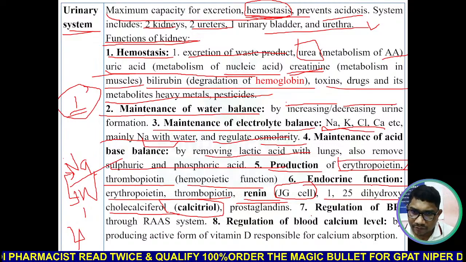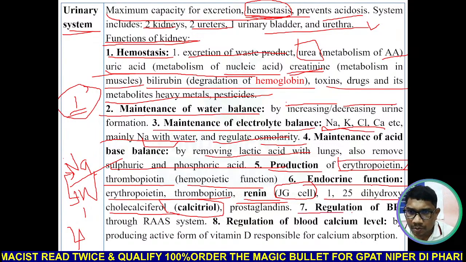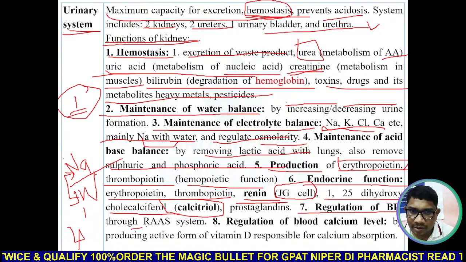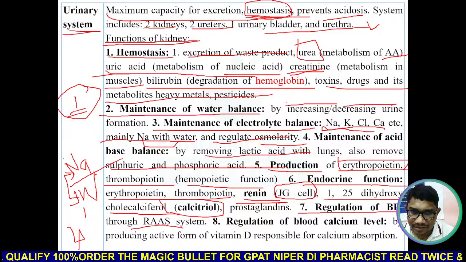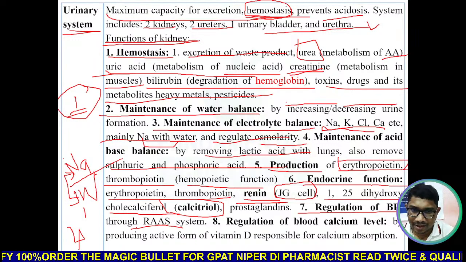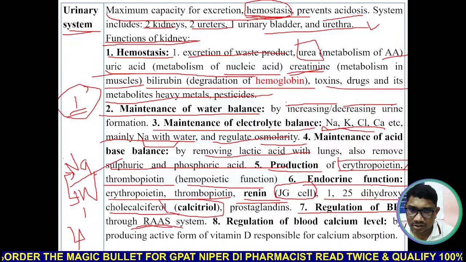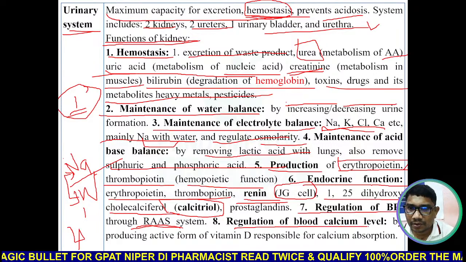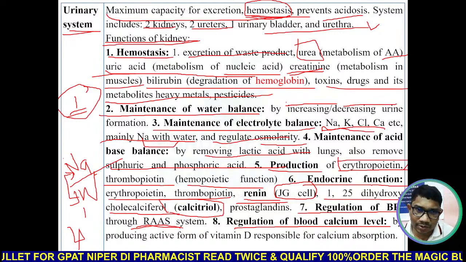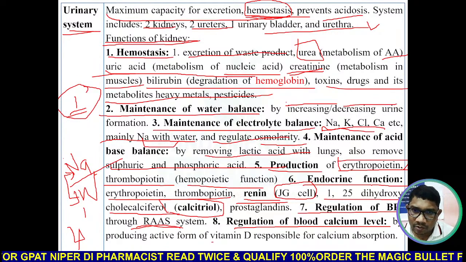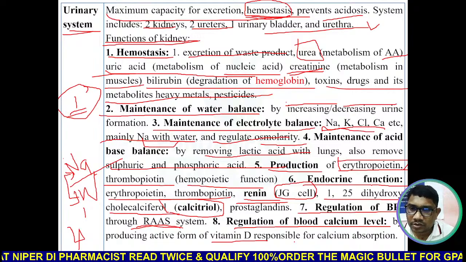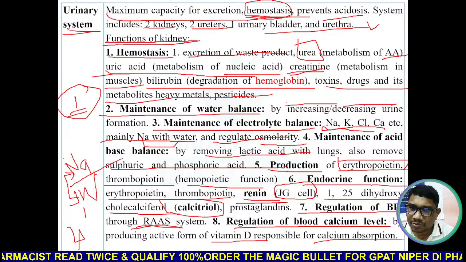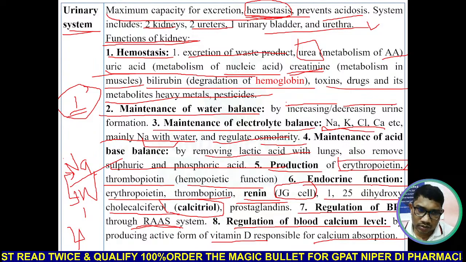Kidney also has a very important role, regulation of blood pressure by RAS system. Kidney will regulate the blood pressure via activation of RAS. आपने देखा है RAS मतलब क्या, renin angiotensin aldosterone system. Now also regulate the blood calcium level. Kidney will regulate the blood calcium level by producing the active form of vitamin D, that is calcitriol, which is ultimately responsible for the absorption of calcium and phosphate. This is the role of kidney.